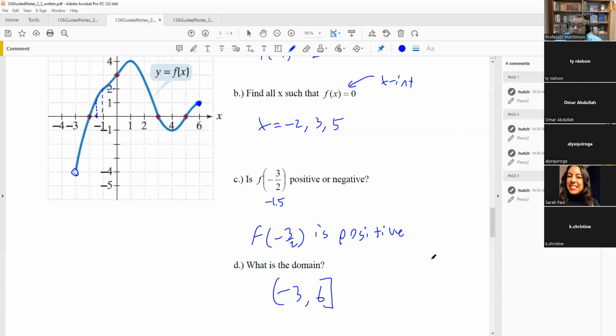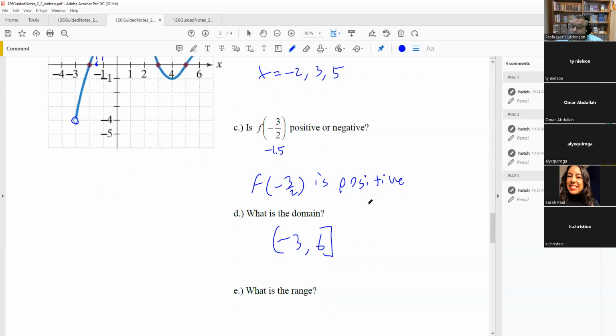Let's talk about the range. The range is talking about the lowest y value and the highest y value on here. The lowest y value is this, -4. The highest y value is 4. Now there's an open circle. I have it -4, but since it's a solid line there, that's a closed circle. So when I do my range, I'm going to have a parenthesis at -4, but I'm going to have a bracket on the 4.